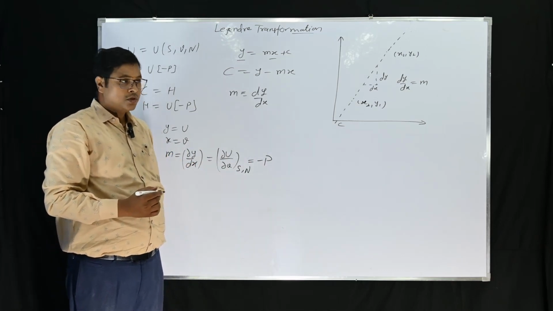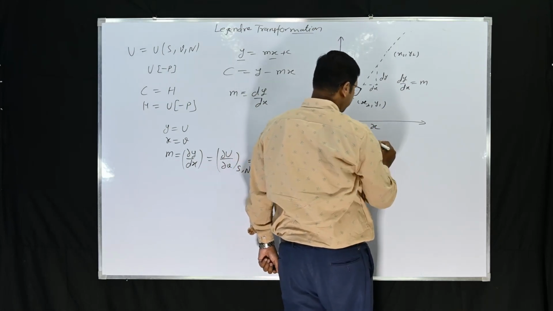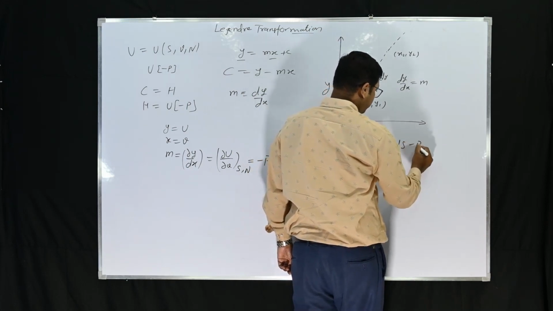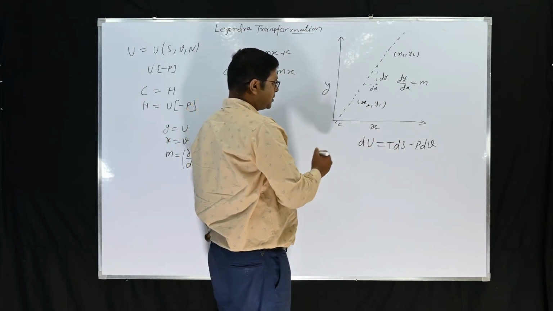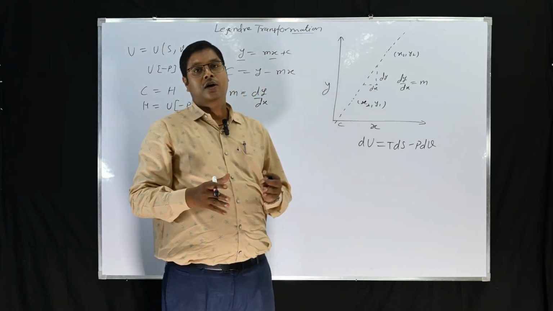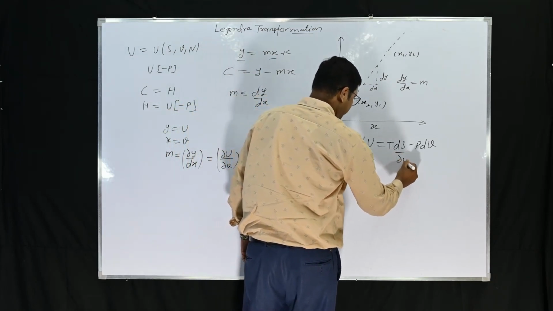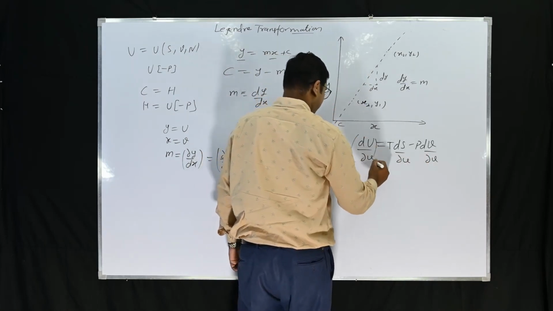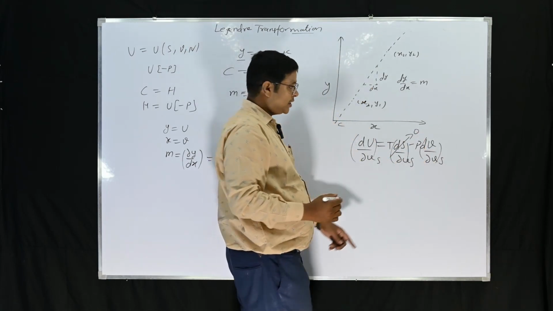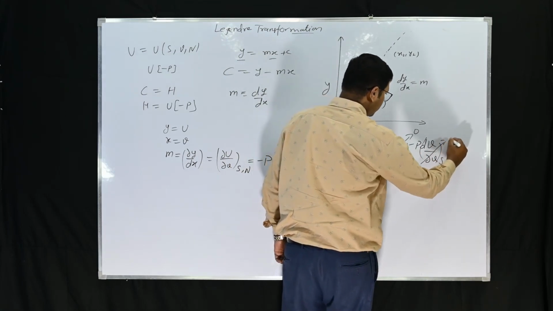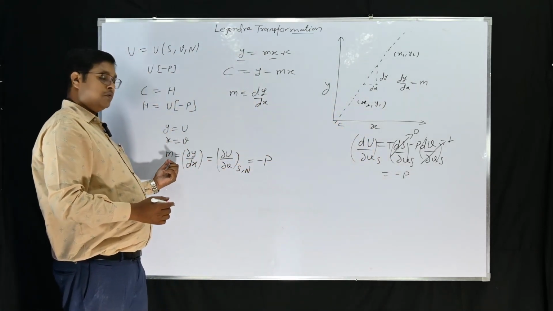How does this minus P come? We know the equation dU is equal to TdS minus PdV. This is the outcome of the combination of the first, second and third laws of thermodynamics. So here I will divide by dV on both sides, keeping entropy constant. This term will go to 0 because entropy is constant, and here dou V by dou V goes to 1. So what will remain? It is minus P. So we can replace minus P with m.